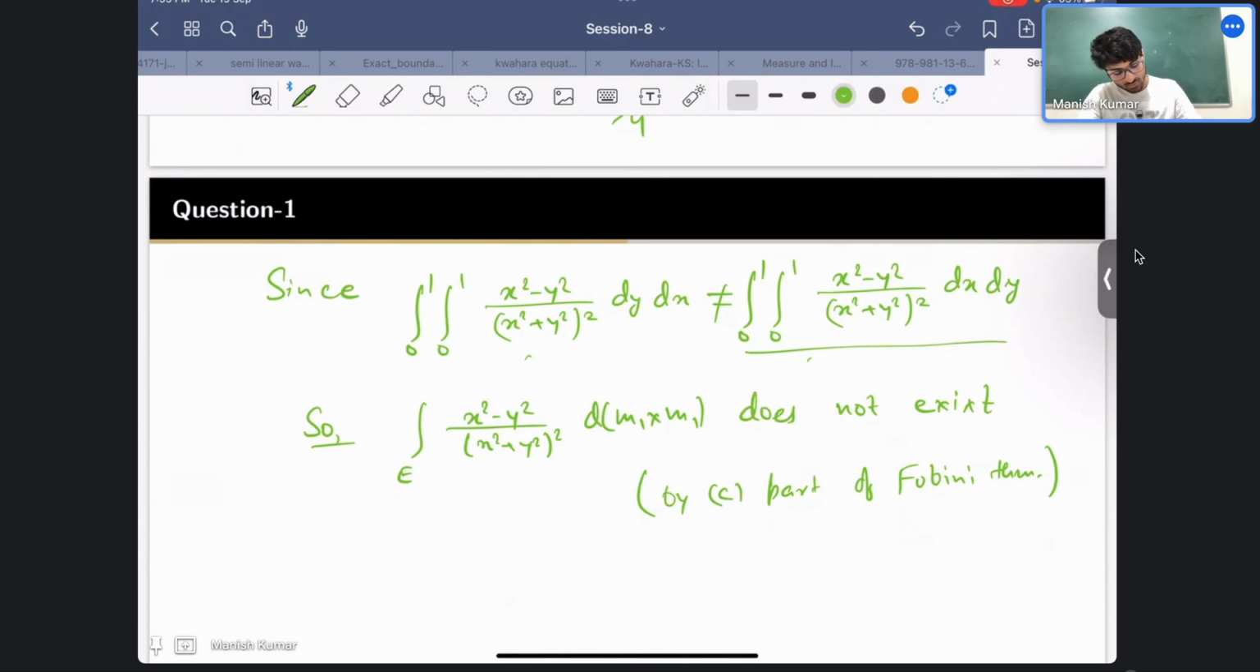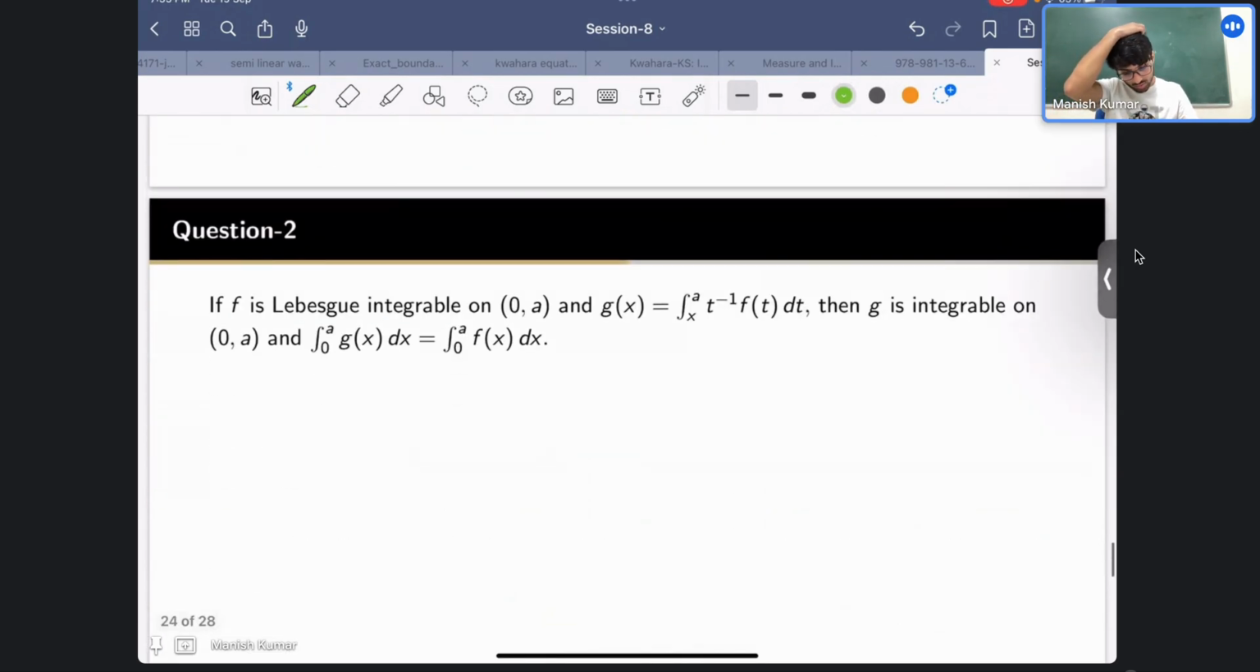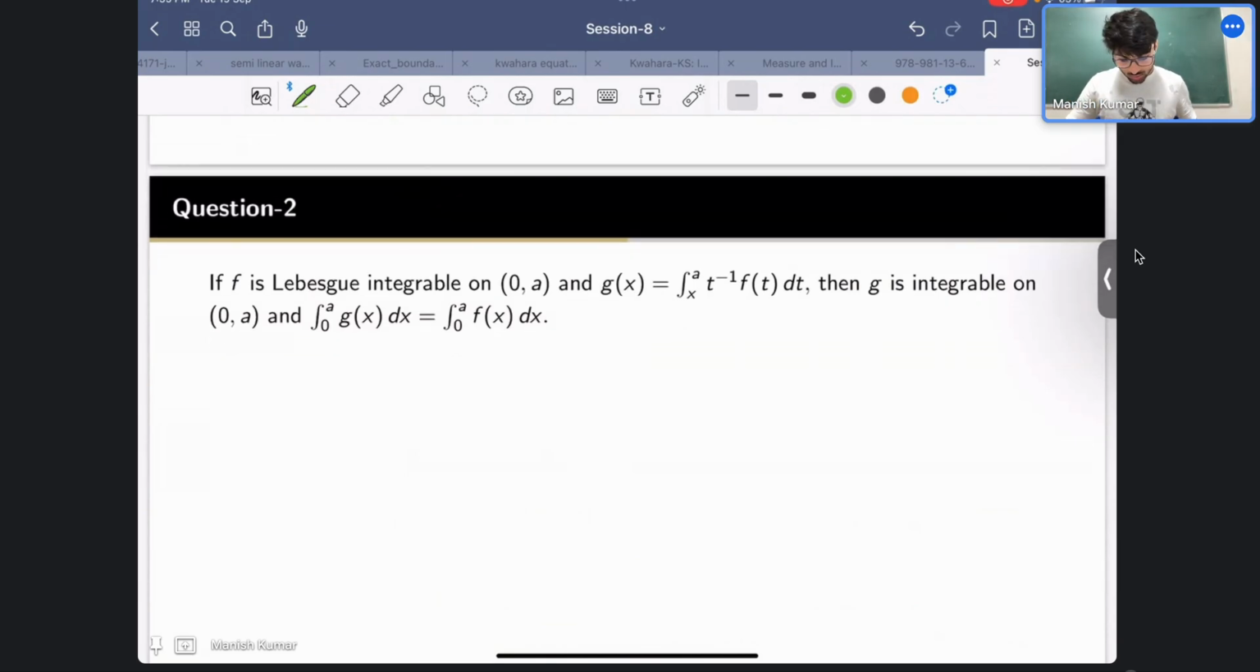Okay. Now let's go to the next problem. What this question is saying is that suppose you have a Lebesgue integrable function f on (0, a), where a is obviously positive, and you define g(x) as the integral from x to a of t inverse f(t) dt. Then you have to prove that g is integrable on (0, a), and the integral of g over (0, a) will be equal to the integral of f over (0, a). So they will be the same quantity. Okay, so let's see.